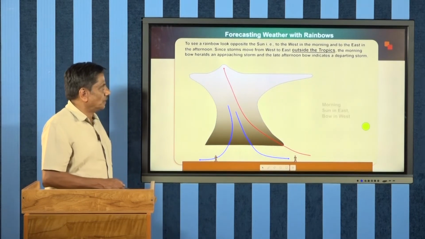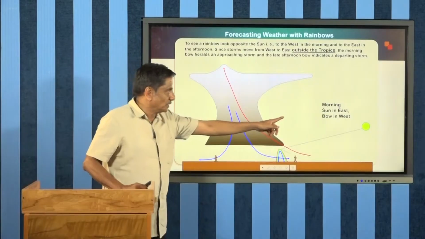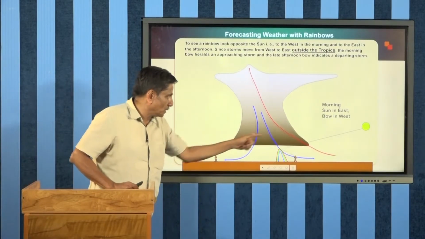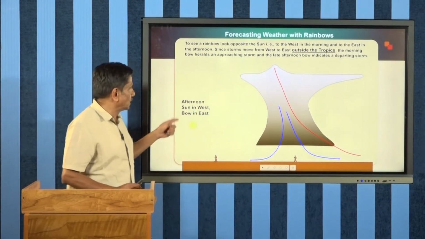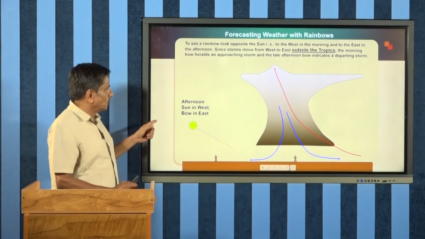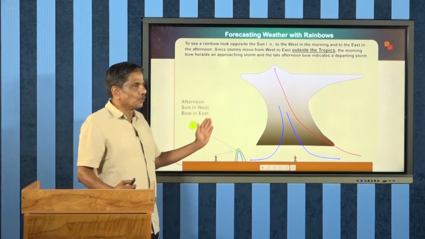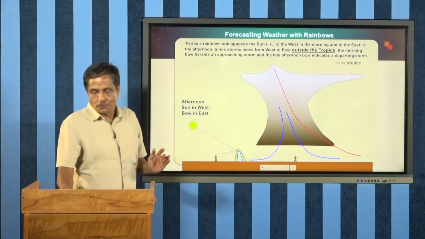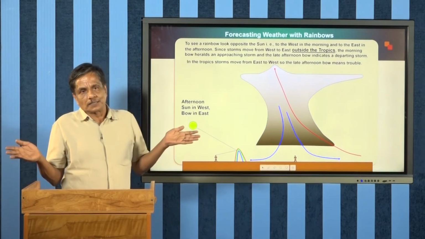Now, if in the morning the sun is in the east, then sunlight is coming from the east, and the bow will be found in the west. But if it is raining in the afternoon, then the sun will be in the west, so the rainbow you can see in the east. So, in the morning and evening, the rainbow will be in opposite directions, right.